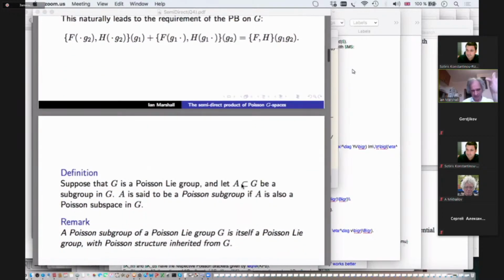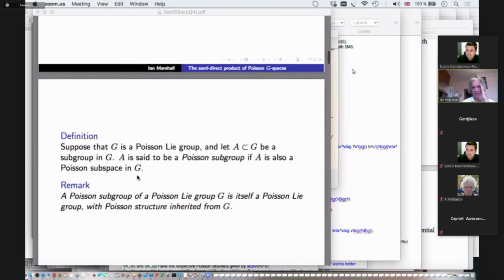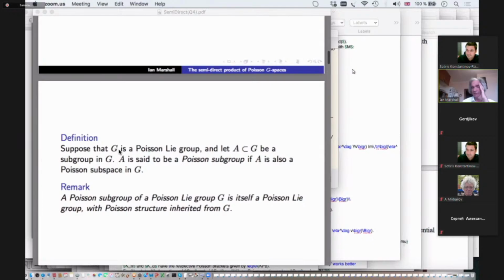That's not that. I inserted this. Sorry, this is the next slide. So I wanted to also insert this comment, which is pertinent to what follows. It's useful to notice that a Poisson group is a Poisson space, so you can talk about Poisson submanifolds, but a subgroup of G may not necessarily be a submanifold. But it is called a Poisson subgroup if it also happens to be a Poisson submanifold.